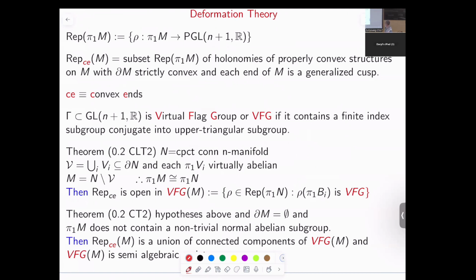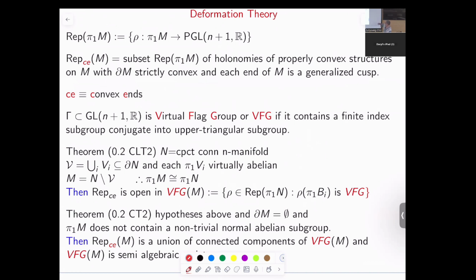And then Rep_CE of M is a subset of this. It's a subset of holonomies of properly convex structures on M with the following properties. I'm going to allow these manifolds to have boundary, and the boundary has to be strictly convex. And in addition, every end of M is a generalized cusp. I'm going to be thinking about manifolds of this type. And so CE is to make us think about convex ends.